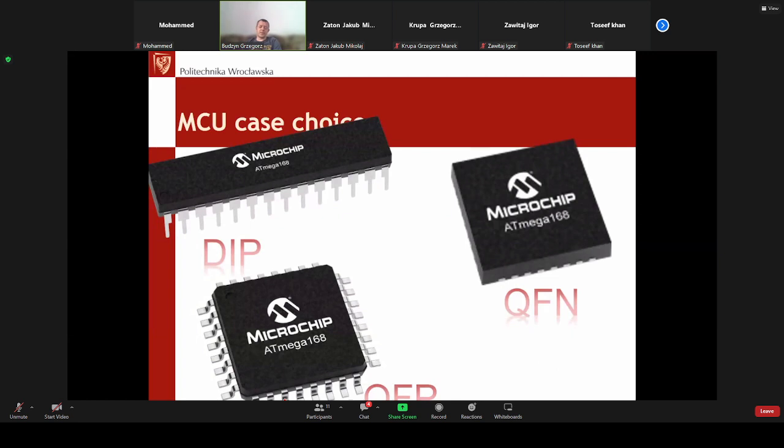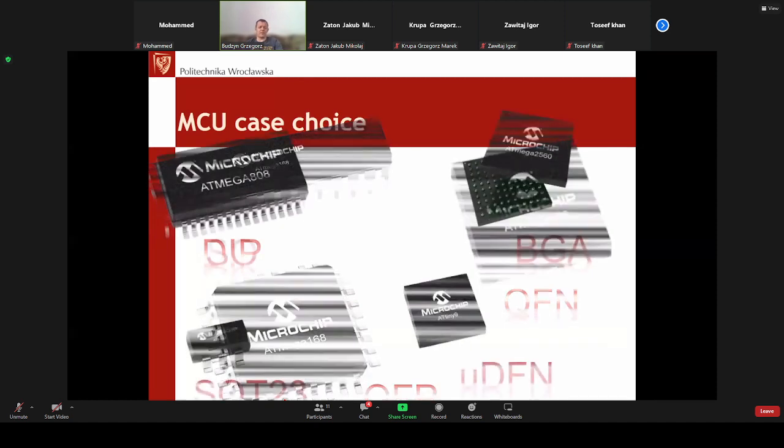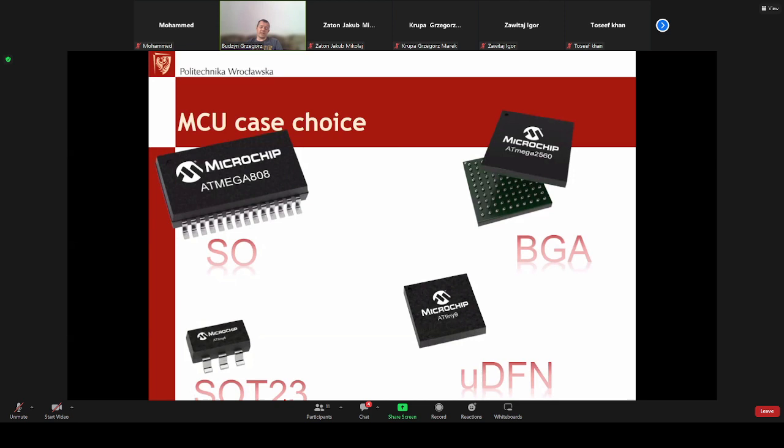But the good cases are QFP and QFN, to be honest. DIP, not really, because QFN is small, but it's still manageable. QFP's size is proper, in my opinion, so very good. SO cases also do their job, although they are pretty large. SOT maybe is smaller, but SOT has just a few pins.